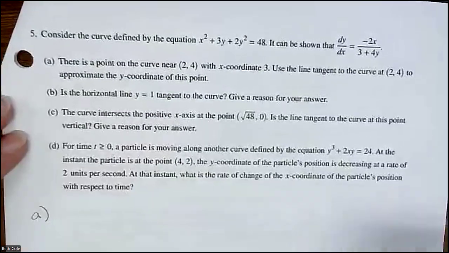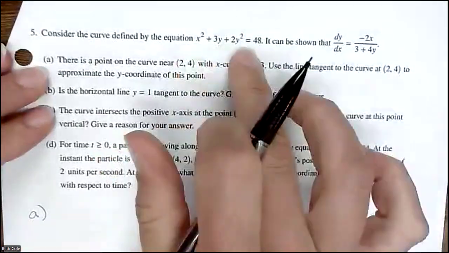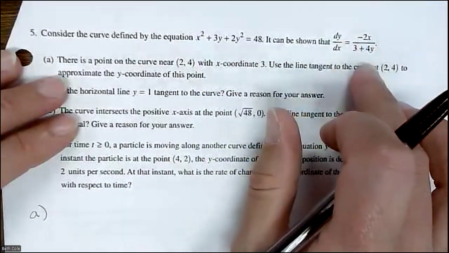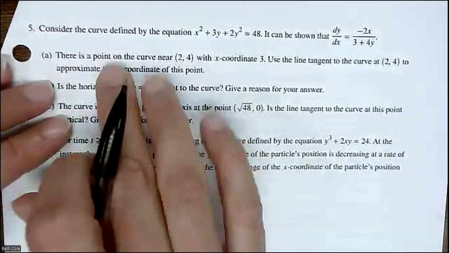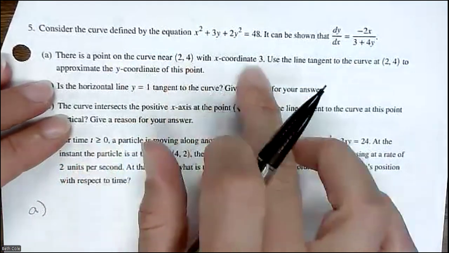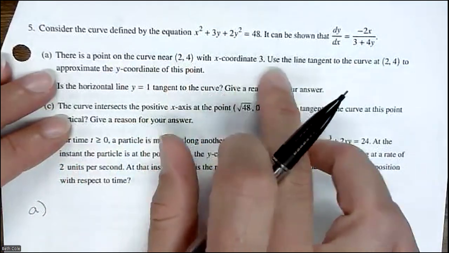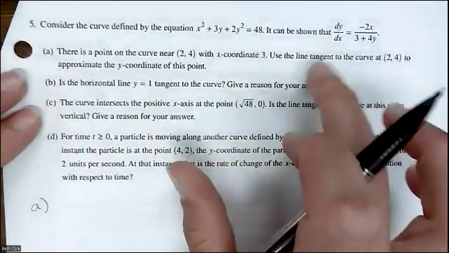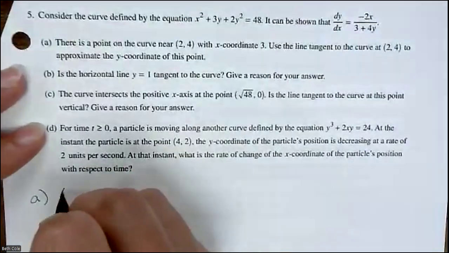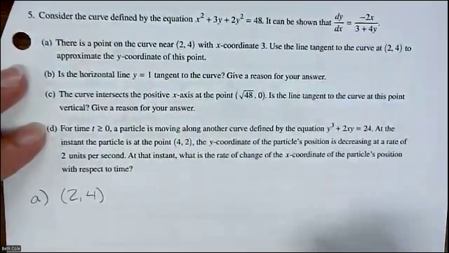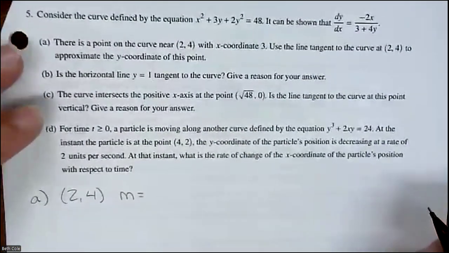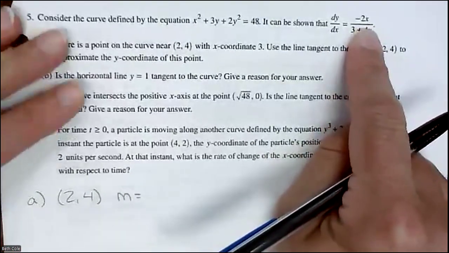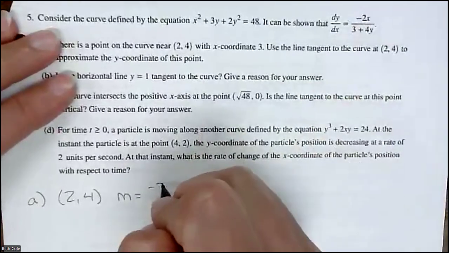So for part A, for this one, they give you this equation, which actually isn't too terrible. And they give you dy/dx. So they give you the equation and the derivative, which is great. So there's a point (2, 4) near an x coordinate of 3. Use the tangent line. All right, what two things do you need to write an equation of a tangent line? Point and slope. All right, the point they gave to us, (2, 4). Slope comes from the derivative. So we're going to plug in 2 for x and 4 for y right there.